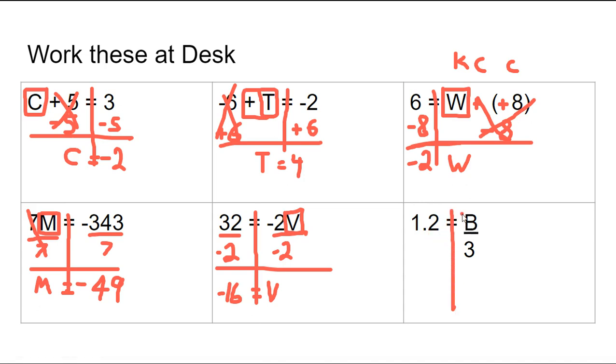Draw my river, box up my variable. I'm left with divided by 3, so I'm going to do the opposite, and I'm going to do times 3. On this side as well, times 3. These two are going to cancel out, and B is left all by itself. And then 1.2 times 3 is going to give me 3.6. So 3.6 equals B, or B equals 3.6.